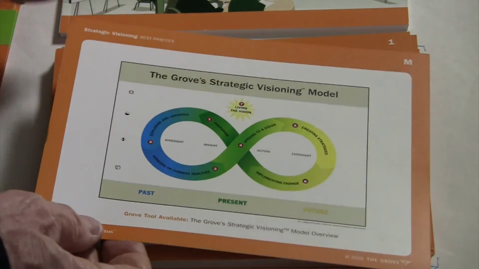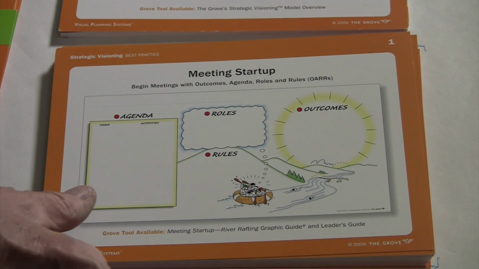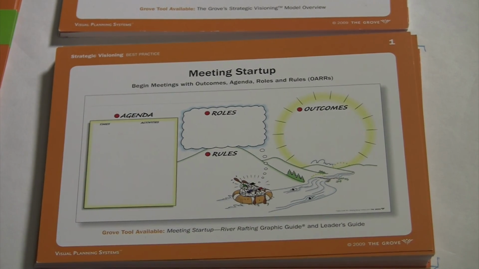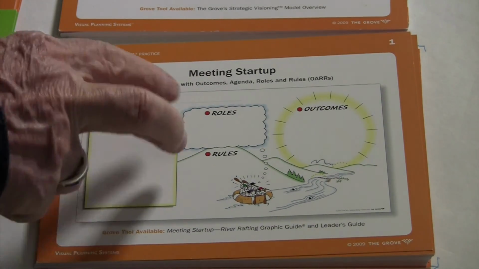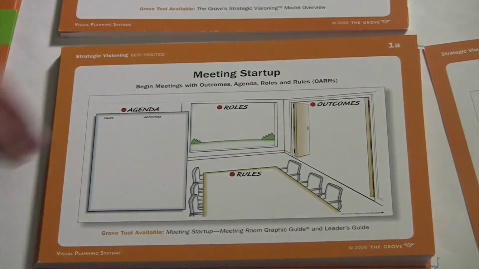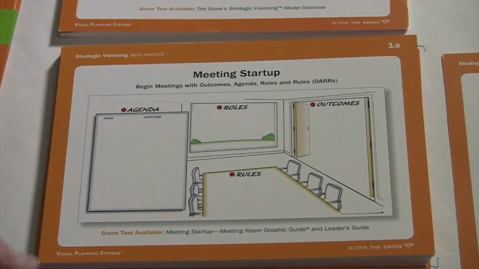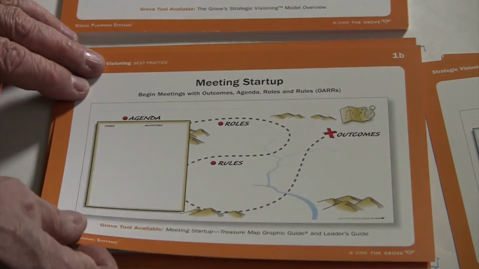Now the cards allow, imagine sitting down with a client and you're showing them how this works. And you could say, we could start the meeting here by making sure we know what the outcomes are in the agenda, and then have a little guide on the river with roles and rules be clear. And we have a couple of variations on that. If you want to look like we're in a meeting room, we could do it that way, or if you want to look like a treasure map, we could do it that way.